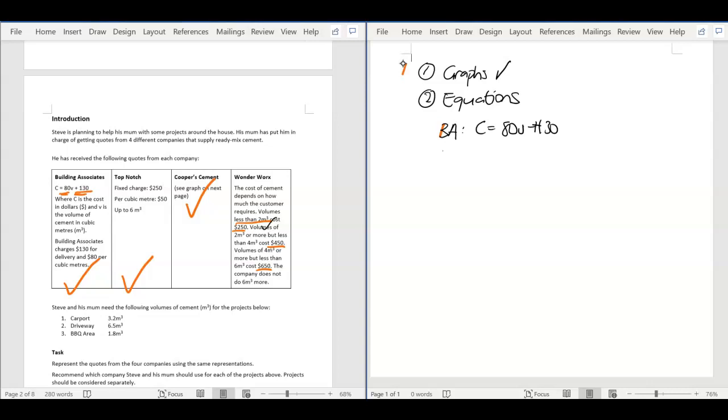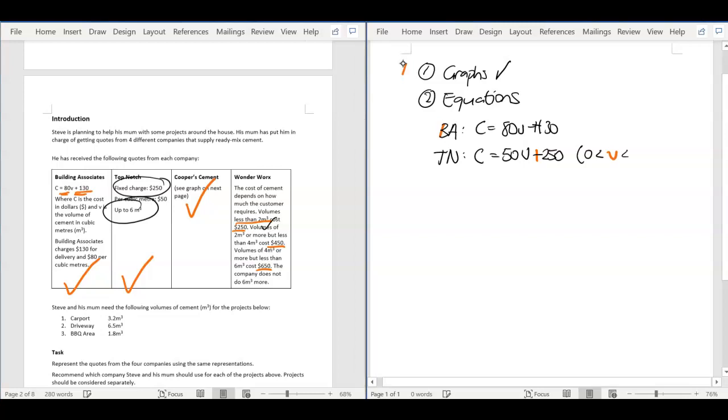We're then going to have a look at top notch. The cost is equal to, so just a reminder, the fixed charge where it started is going to be the plus 250 at the end. And how much it goes up per meter is going to be the number in front of the volume, which stands for V. And key thing at this point here, something that a lot of us forget, is because the graph stops at 6, so we can see there it stops at 6, we must put our limits in to say that it stops at 6, or it's only valid between 0 and 6. So a lot of us did miss marks for that reason.